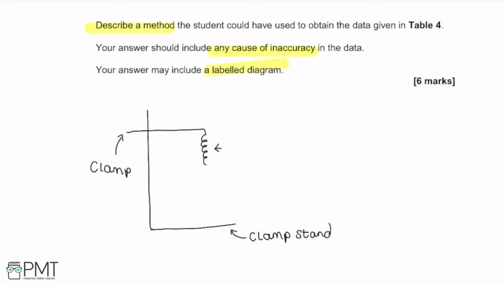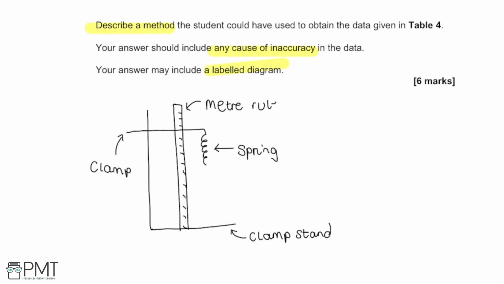In order to measure this extension, I'm then going to need some kind of measuring implement. And in this case, we can see in the table that I'm working with values up to 20 centimetres. So a metre ruler would work quite well here. That would be quite an appropriate piece of apparatus to choose for this experiment.